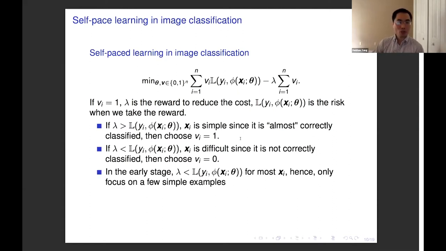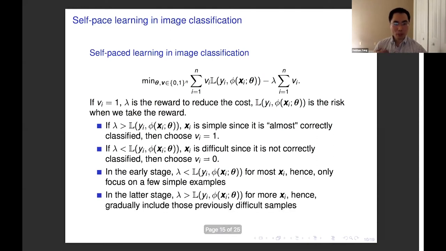So in sum, according to the conclusion above, in the early stage, most examples are not correctly classified, so they can be considered as difficult examples. So we only choose a few simple examples with small mistakes in the loss function to train. In the early stage of the learning, we just use a few simple examples to learn the concept about image classification. And then gradually, when we optimize the neural network, the neural network can correctly classify more and more examples. Once we can correctly classify these examples, then the risk will be smaller than the reward. And we think that the examples become easier, and hence we put them into the loss function gradually.